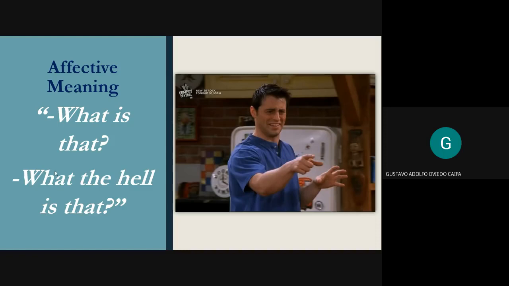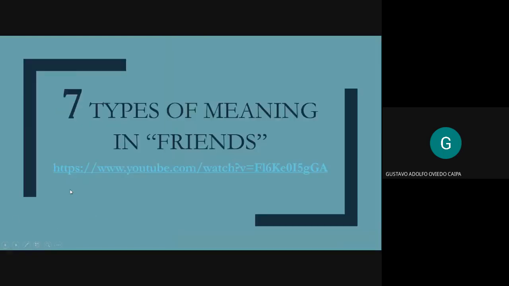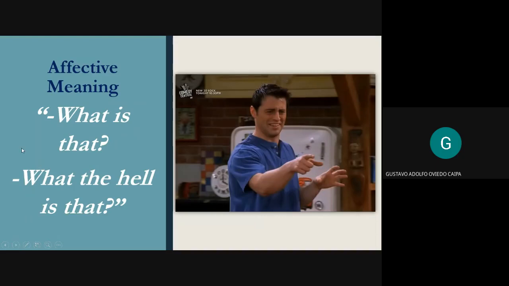Okay, now we're recording, and again, for those who are going to watch the video later, this is seven types of meaning in a video from Friends. So again, the first thing we can find is affective meaning.